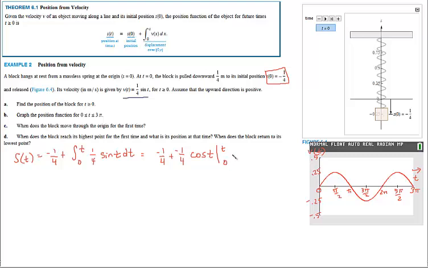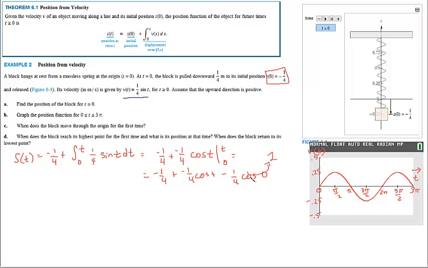So plugging those in, I end up with -1/4 plus -1/4 cosine t minus, plugging in that 0 where there's a t, I'll get 1/4 cosine of 0. This is a 1.